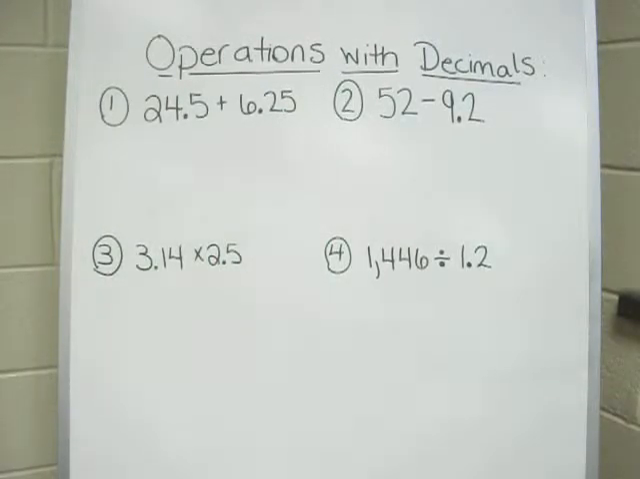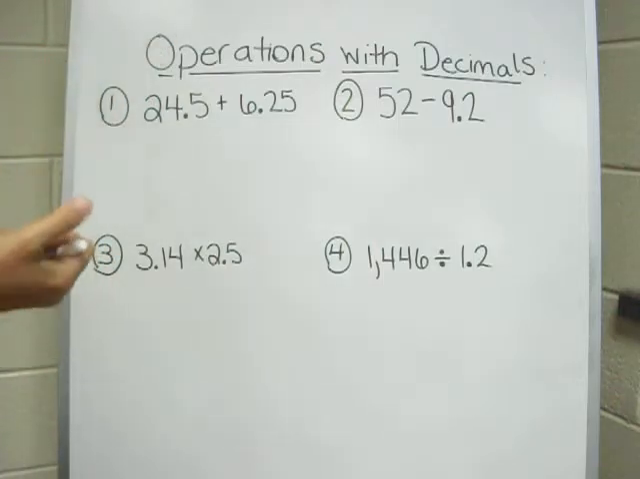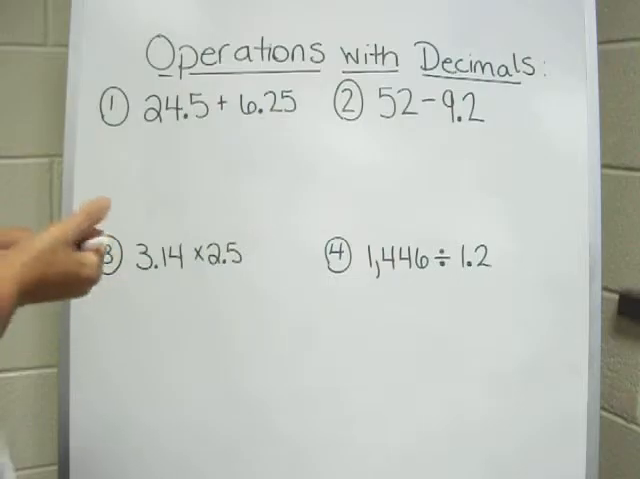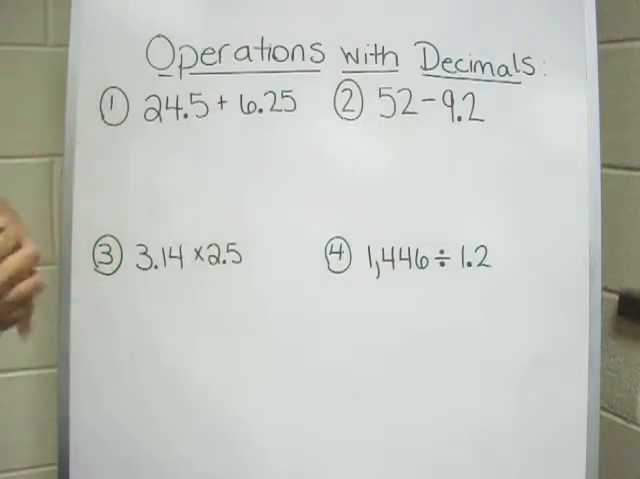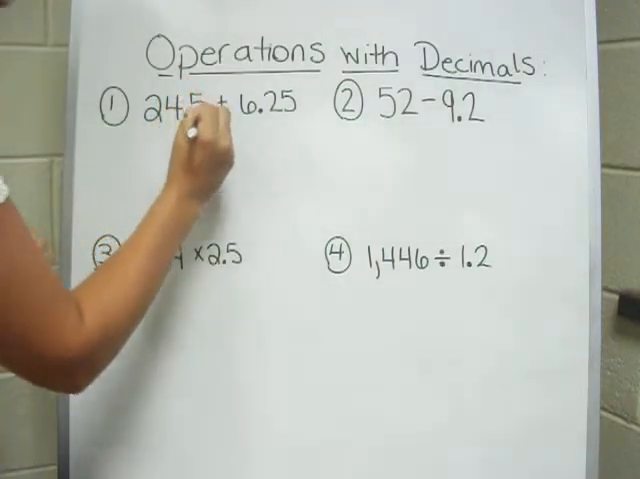This lesson is over operations with decimal numbers. When we add and subtract numbers with decimals, we need to make sure that we line up our place values. And one way to do that is to make sure the decimals are also lined up.